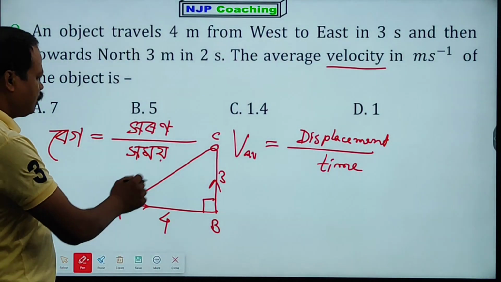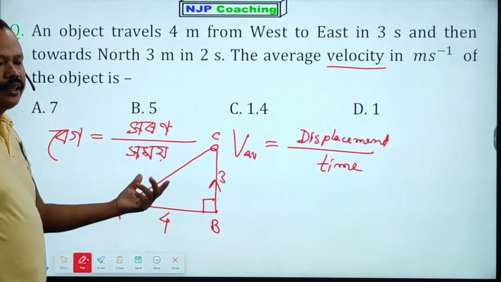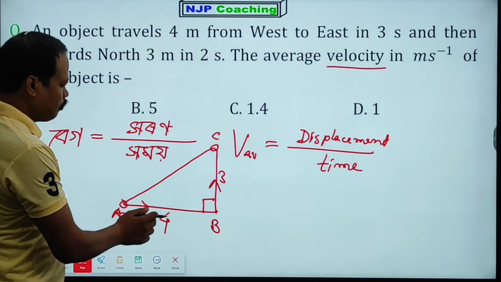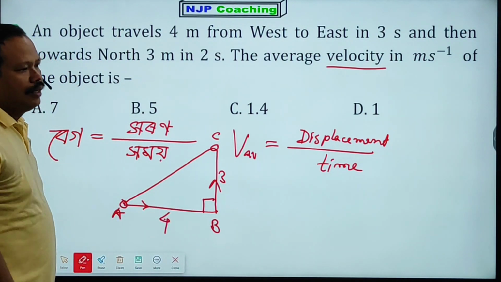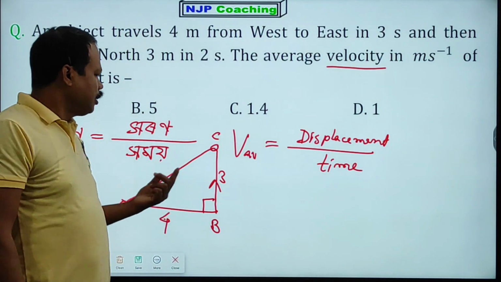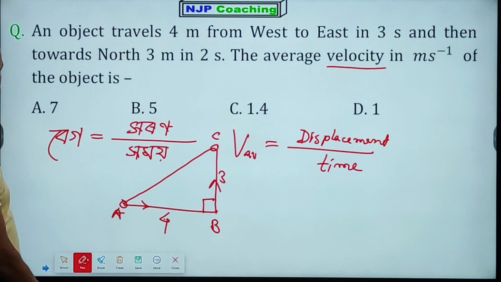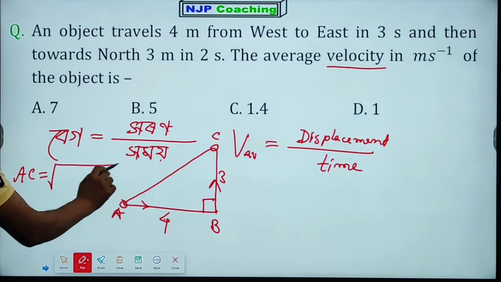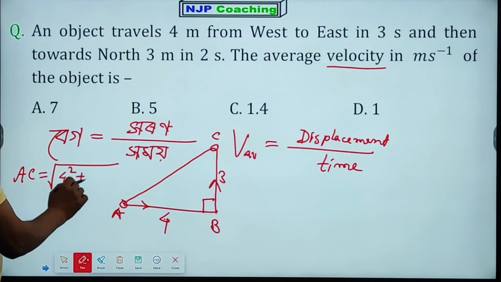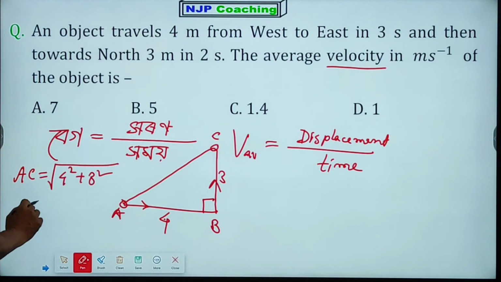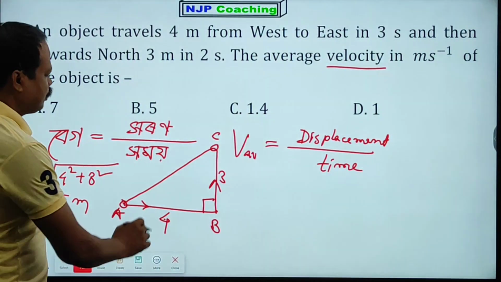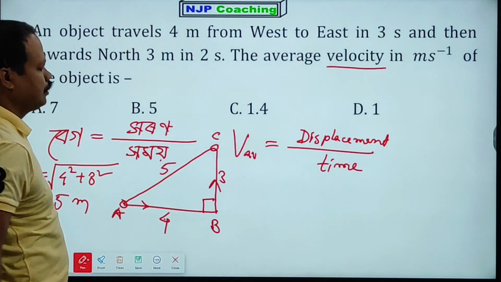So from A to C, what is the shortest distance? And using Pythagoras formula, we can find out the length of AC. AC equal, that is 4 square plus 3 square. It will be 25 and root over 25 equal 5 meter. So the length of AC is 5 meter.